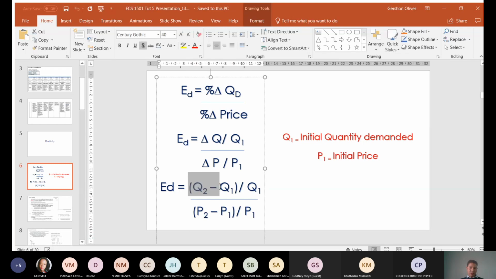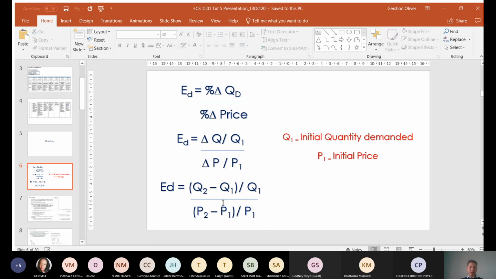Importantly over here, right? Whenever you see a change in something, it's always the second quantity minus the initial quantity, the second price minus the first price, okay? The initial price. That is the percentage change. You're going to see as we go through, it's going to make more sense. But that's the key takeaway that I want you to take from this.